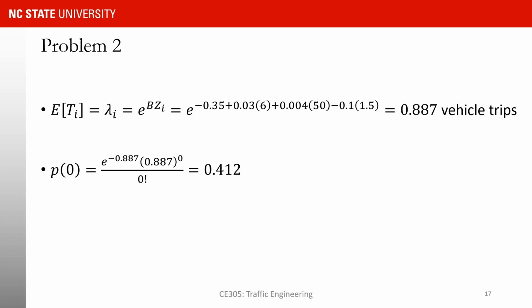So if you want to find that, it's e to the power of negative lambda, lambda to the power of 0, over 0 factorial. So it's going to be 0.412. If you are asked what is the probability of making between 5 and 7 trips, you need to find P of 5 plus P of 6 plus P of 7. Very similar to what you did in chapter 5 for finding the probability of a certain number of vehicles arriving at a certain location. So it's pretty much the same concept.